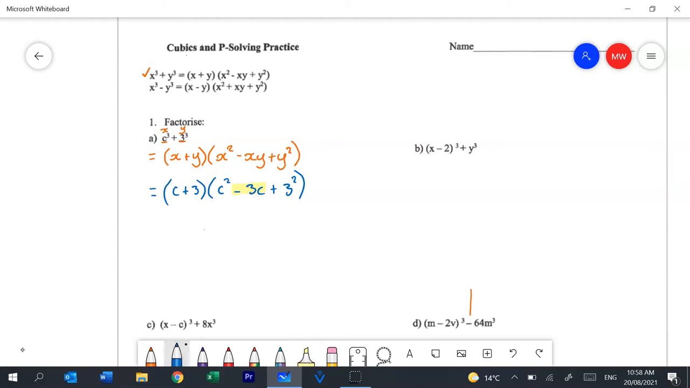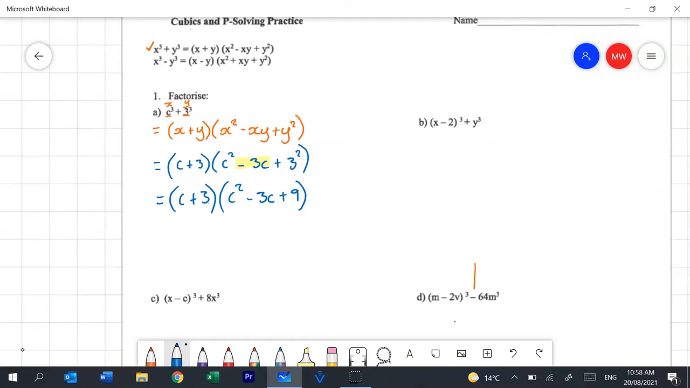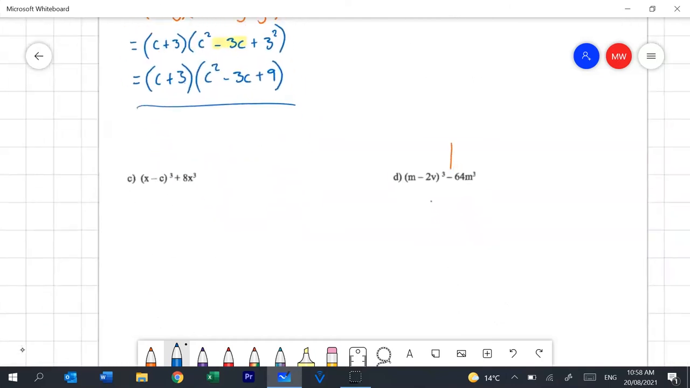All right, let's keep going. We'll tidy it up as much as we can. There's a little bit of work to do in this one. Can't do anything with the c squared. The minus 3c stays the same, but we can turn 3 squared into a 9, and that's done. This is my final answer.